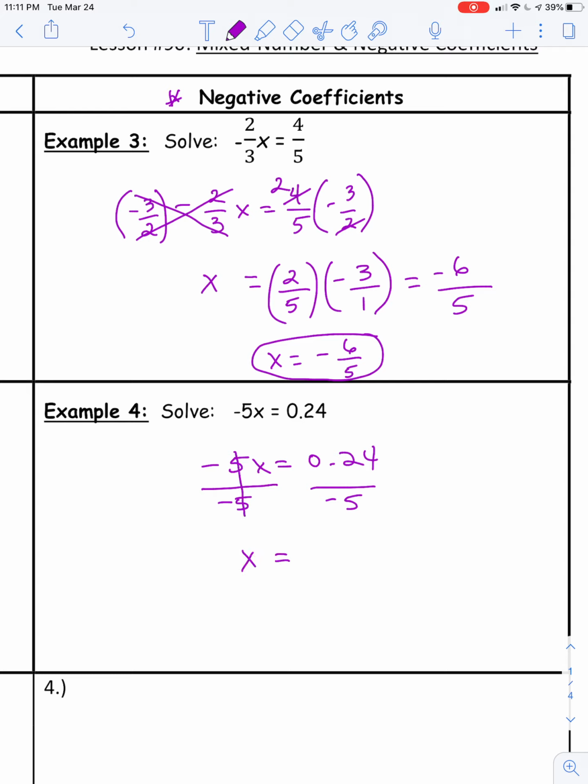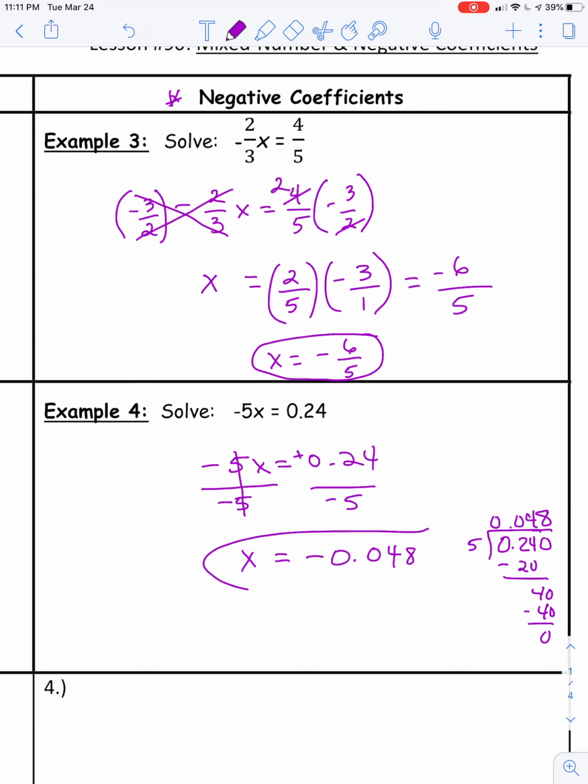So my x now is isolated. Now I have to do some math over here. I have a positive number dividing by a negative number, so I know my answer is going to be negative. So I have 0.24, and I'm dividing by 5. I'm going to have to add a 0 on here. If you do the math on that, you're going to end up with 0.048, and that would be your answer. It's going to be a negative.